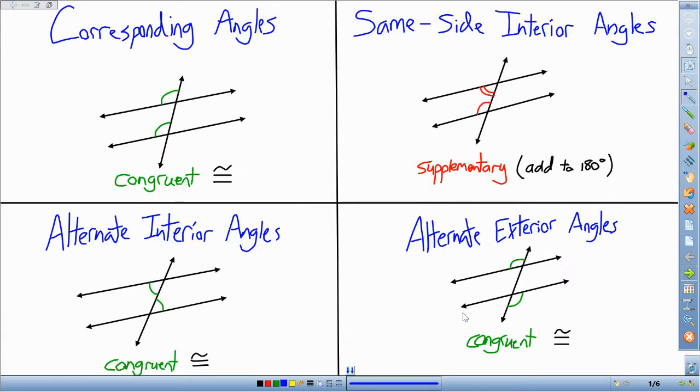So the next slide is a really good slide to have. This basically has what I just said, written out. Here's an example of each of the 4 types of angles. Go ahead and take a couple minutes and copy this. This is really important.